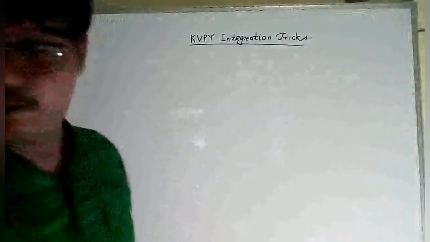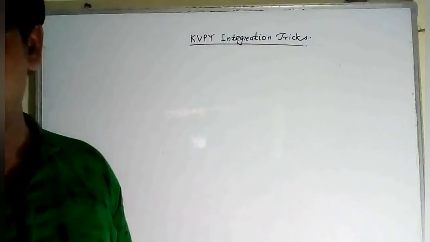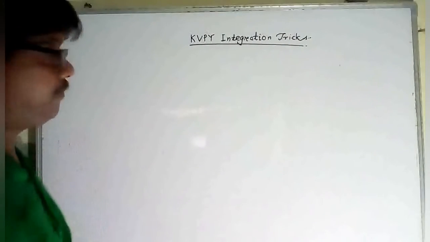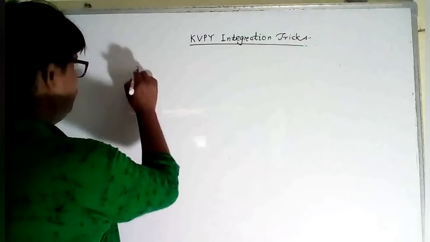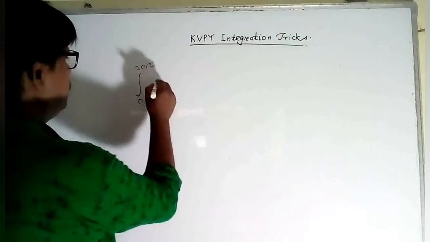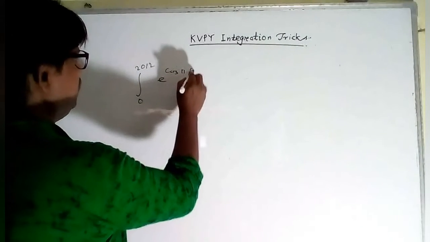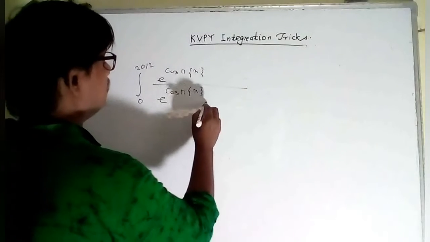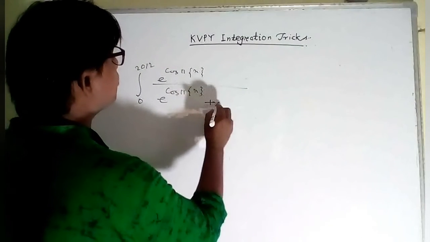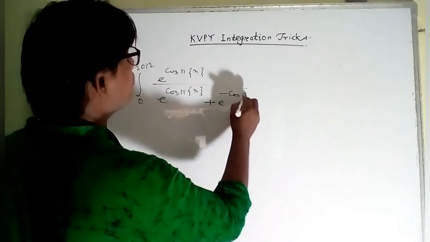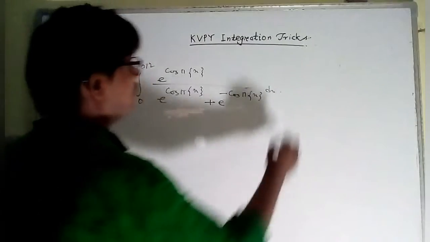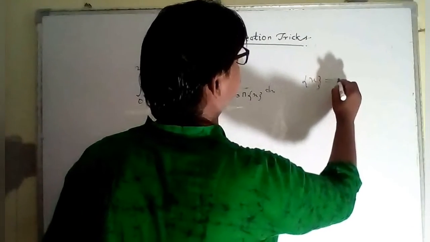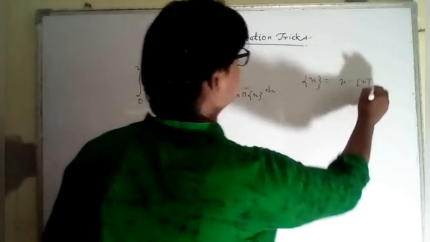This problem has also come in 2011 KVPY. Now number 4: integration from 0 to 2012 of e power cos pi times curl x, e power cos pi times curl x plus e power minus cos pi times curl x, dx, where curl x equals x minus box x.